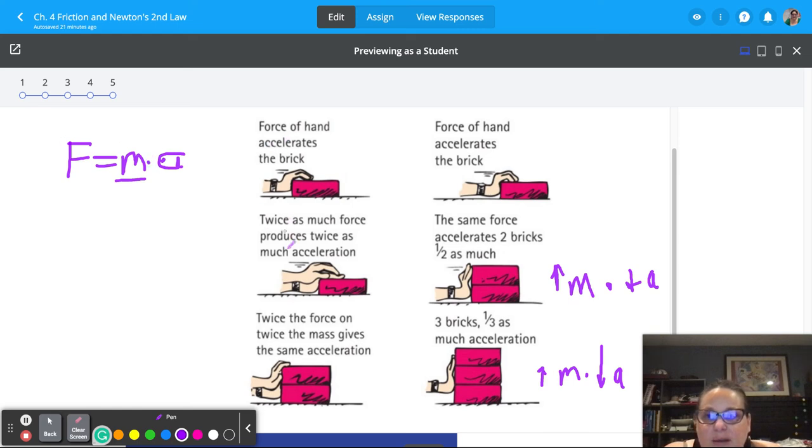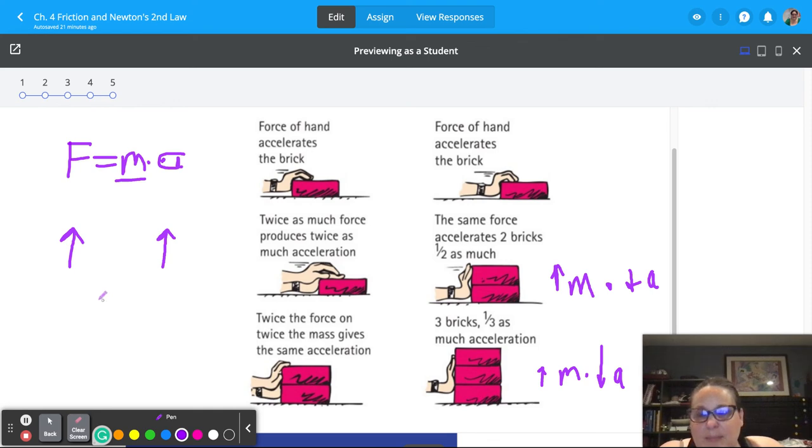If I double my force, then I double my acceleration because force and acceleration are directly proportional, meaning if one increases, the other increases. For mass and acceleration, they're opposites. One increases, the other decreases. Then if I double the force and the mass, it doesn't change the acceleration.